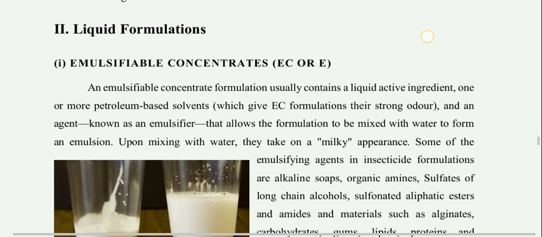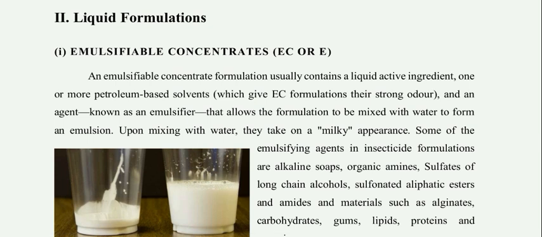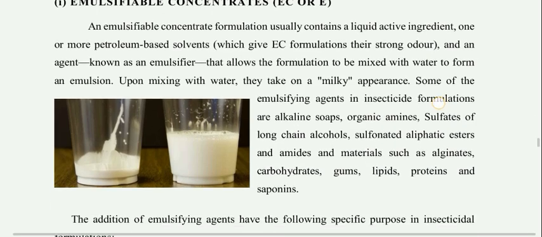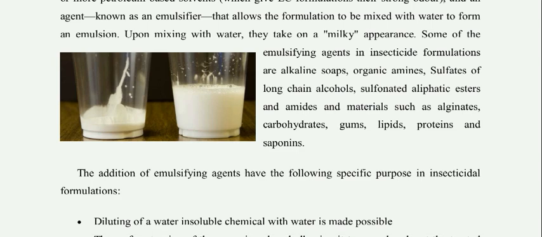Then liquid formulations, emulsifiable concentrates, EC or E. An emulsifiable concentrate formulation usually contains a liquid active ingredient, one or more petroleum based solvents, which give EC formulations their strong odor, and an agent known as an emulsifier that allows the formulation to be mixed with water to form an emulsion. Upon mixing with water, they take a milky appearance. Some of the emulsifying agents in insecticide formulations are alkaline soaps, organic amines, sulfates of long chain alcohol, sulfonated aliphatic esters and amides, and materials such as alginates, carbohydrates, gums, lipids, proteins, and saponins.